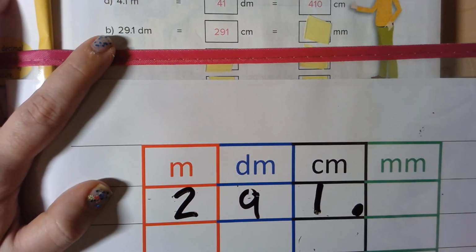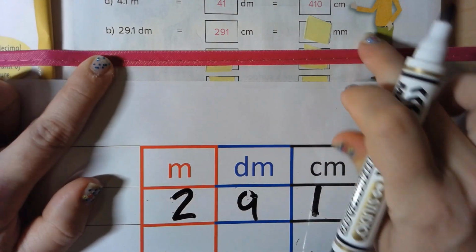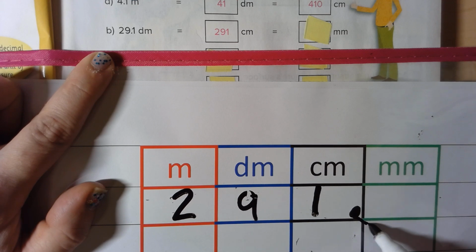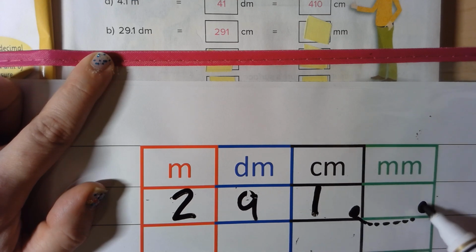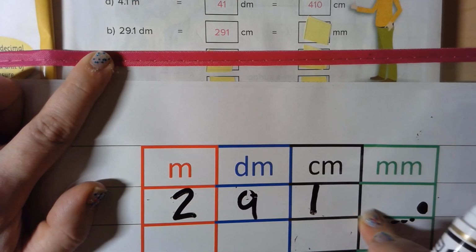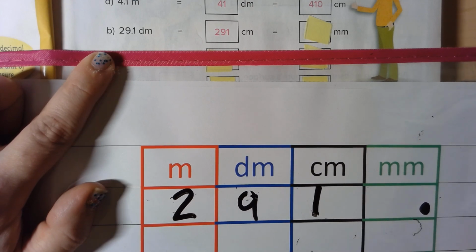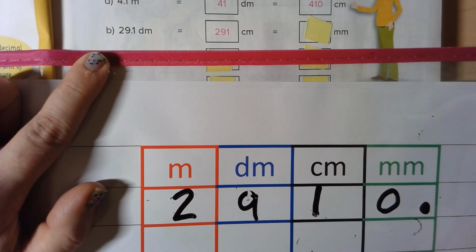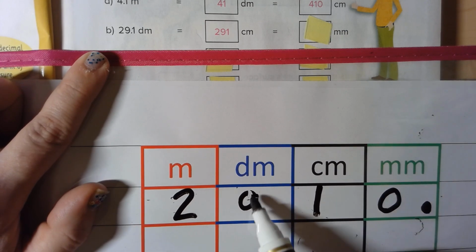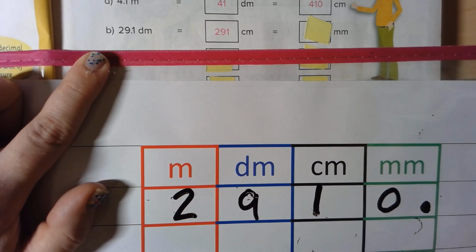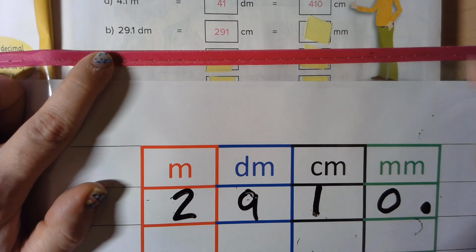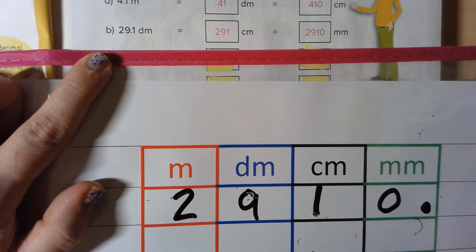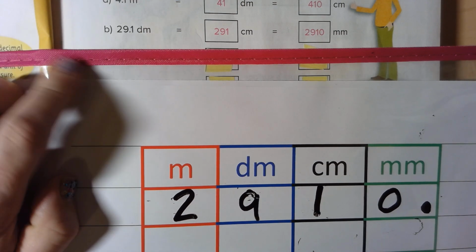And now they're asking for millimeters. So again, we have to move our decimal point over to the millimeter section or rectangle. And we have to put in a 0. So I get 2,910 millimeters.